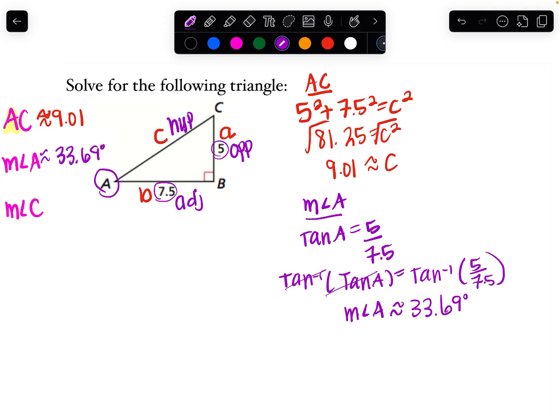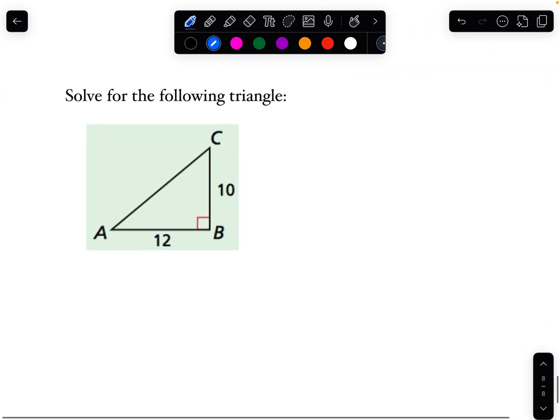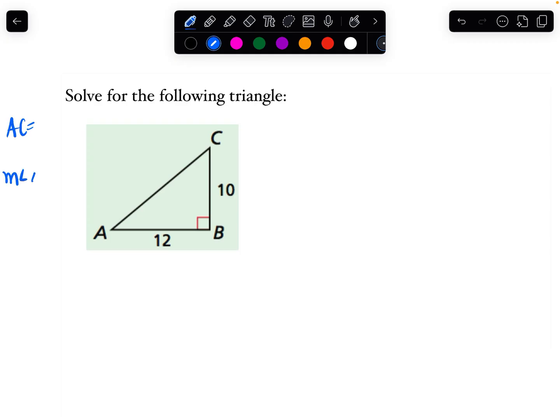And then finally, for the measure of angle C, we can just do 180, take away 90, take away 33.69, and I would get the measure of angle C is approximately 56.31 degrees. All right, one more example. We need to find AC, the measure of angle A, and the measure of angle C.